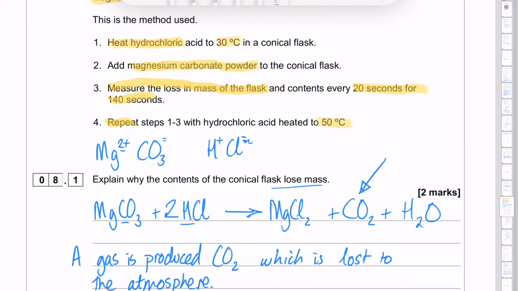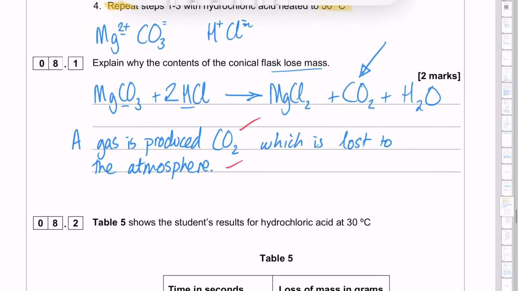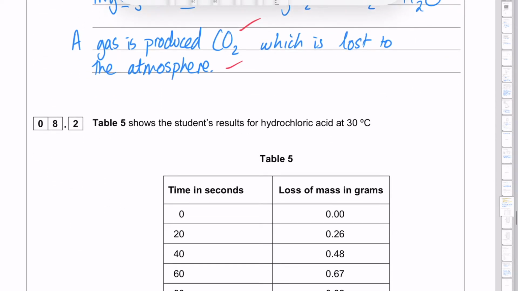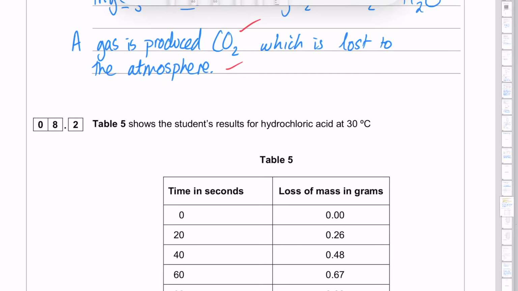And that's the end of the first part of the question. Your 2 marks were for a gas is produced and goes into the atmosphere. The equation is just because that helps you answer the question. You may well have done this experiment yourselves. You may have collected the gas in a gas syringe and worked it from there. Okay, moving on to part 2.